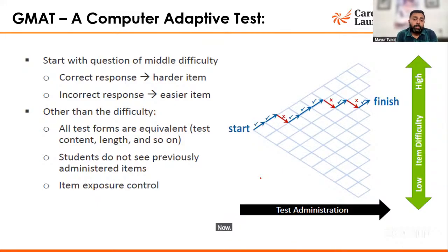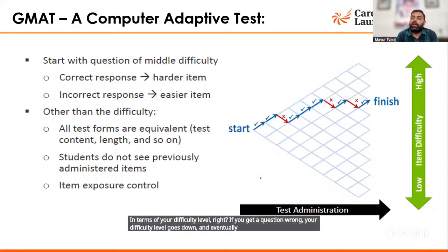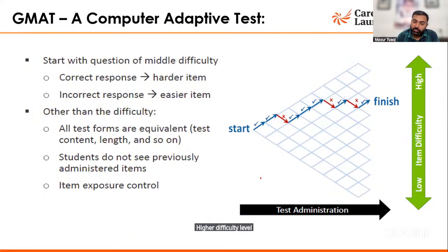Now, there is no penalty in the traditional sense of it. However, you are being penalized in terms of your difficulty level, right? If you get a question wrong, your difficulty level goes down, and eventually a lower difficulty level will fetch you less points. Higher difficulty level, you get more points. As simple as that. You do not get to see previously administered questions, so you can't go back.